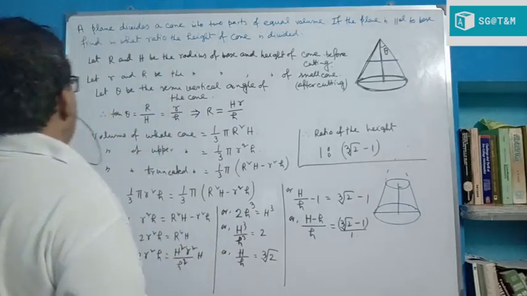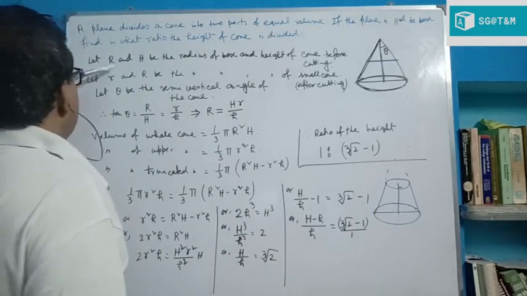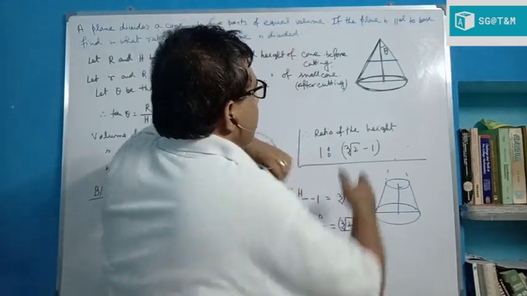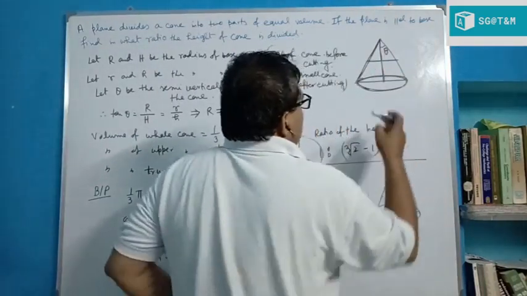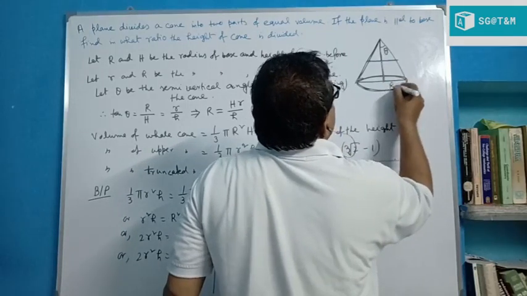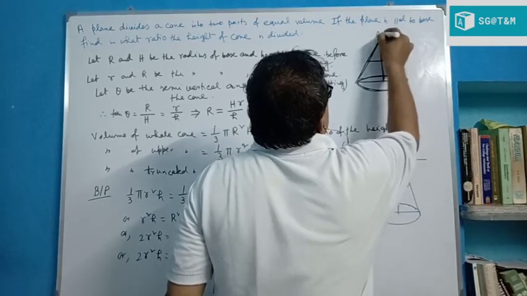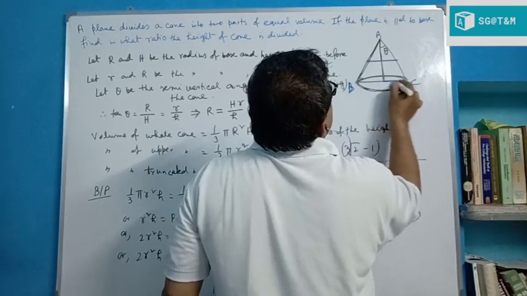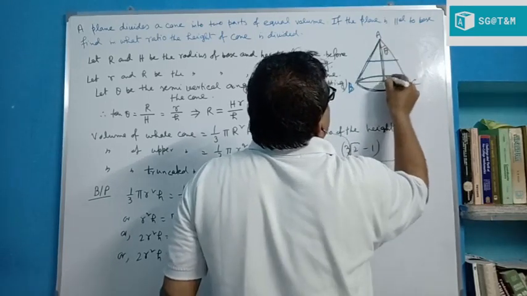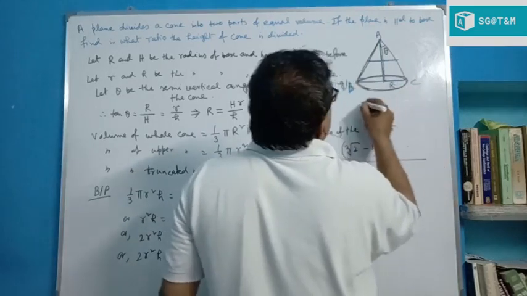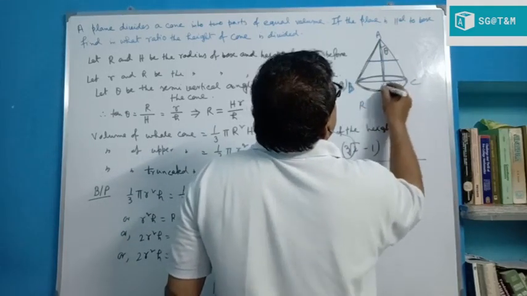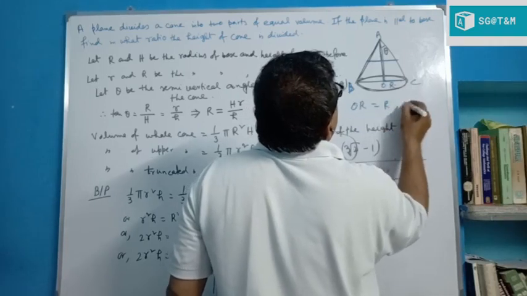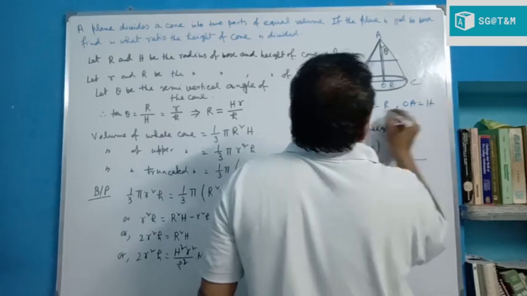Firstly, let capital R and capital H be the radius of the base and height of the cone before cutting. This is capital R, the radius of the base. Suppose this A is the vertex, B and C the base ends, and this height is H. Say this is O, so OC is equal to R and OA is equal to capital H.